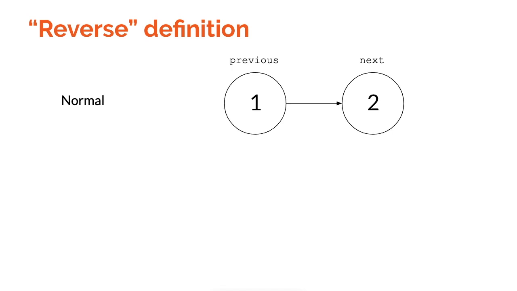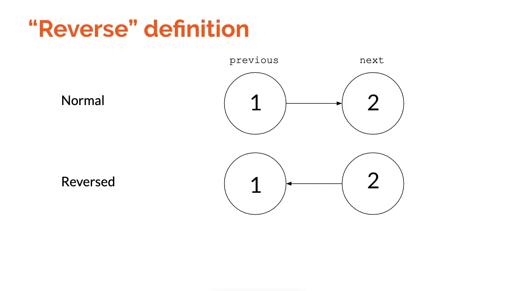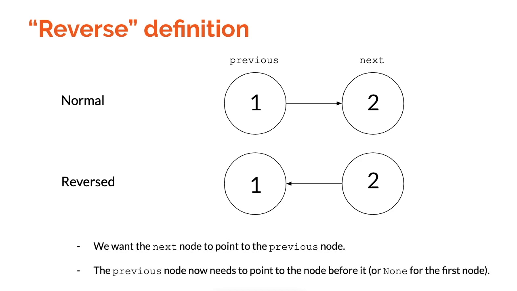So what does it mean to really reverse a linked list? This is what a normal linked list looks like, and we can just call the first node the previous node, and the second node the next node. Now for the reversed list, notice that the next node is actually pointing to the previous node. And the previous node, this is actually a little bit subtle, where the previous node's next pointer actually doesn't exist anymore, right? So we can actually have it be pointing to none.